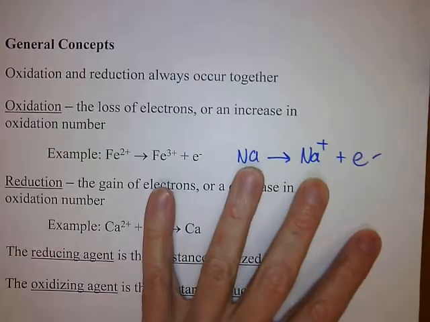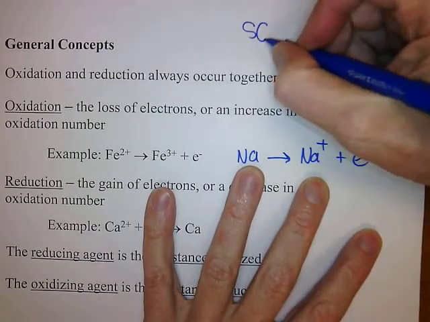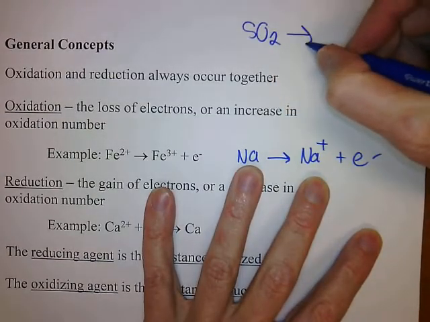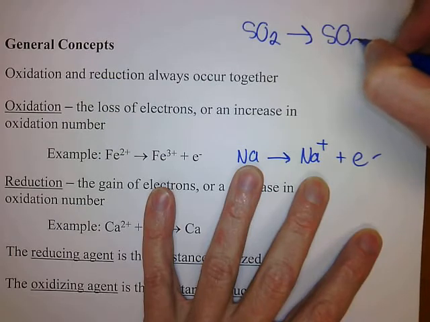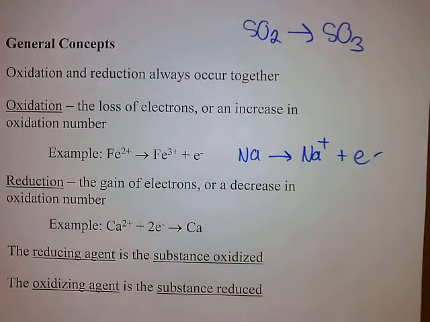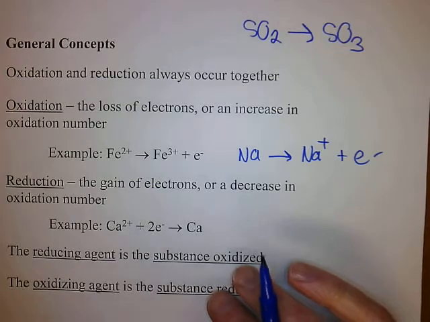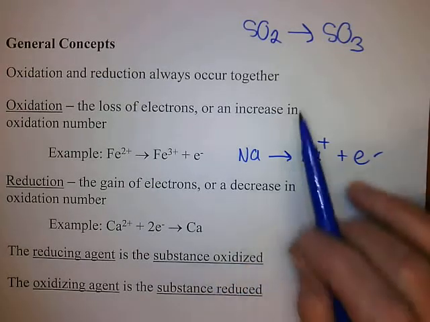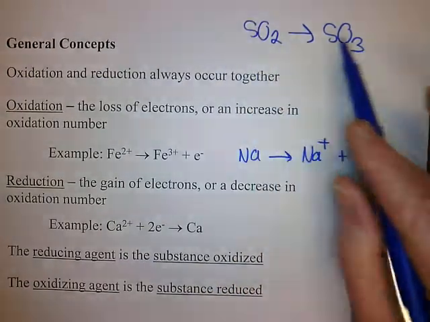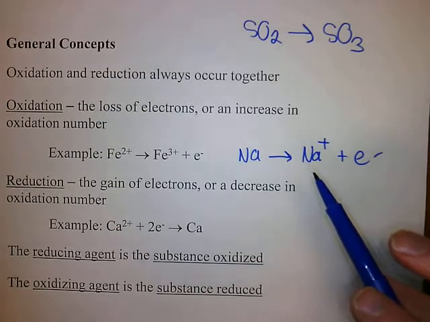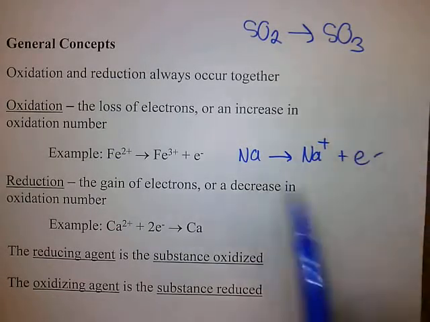But what if I gave you something like this? What if I said that sulfur dioxide becoming sulfur trioxide involves oxidation of the sulfur? And you're going to say, how is that? There's no change in the charge present.